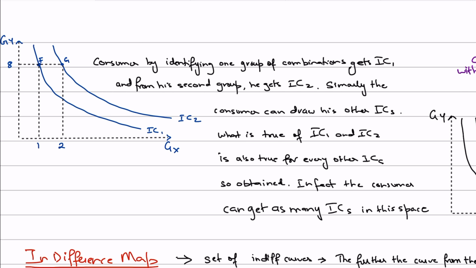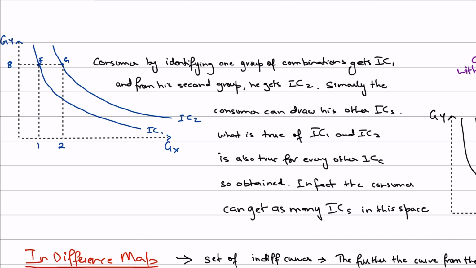If the consumer has identified a group of combinations, देखें हमें ये बात पता है, इंडिफरेंस मैप पे various combinations हैं. And some combinations consumer is indifferent, some he is not. Some are providing less satisfaction, some combinations he is indifferent, some जो है वो are providing him with higher satisfaction. So consumers by identifying one group of combinations gets IC1. भाई एक ऐसे ग्रुप ऑफ कॉम्बिनेशंस होंगे जिसके अंदर वो इंडिफरेंट होगा, तो उन सारे कॉम्बिनेशंस पे वो इंडिफरेंट होगा, उधर से हमें एक इंडिफरेंस कर्व बन जाएगा.